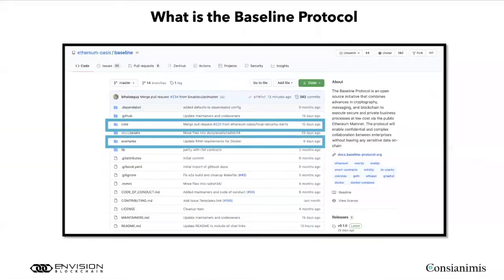So here's a quick screenshot of what the baseline protocol repository looks like as of this morning. If you go there, keep in mind, we'll be talking specifically about what's inside that core folder. We're also going to be talking in this presentation about what's inside the examples, right? So this is a quick little primer at the end of the presentation.